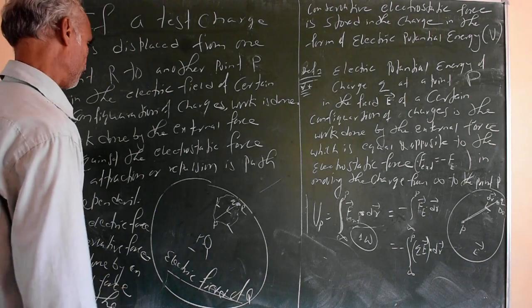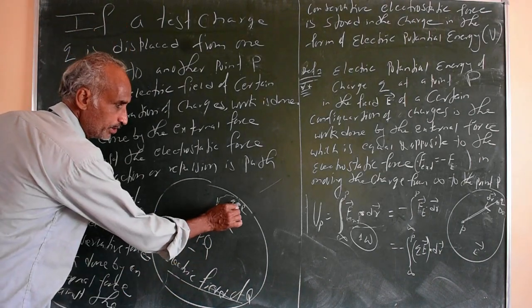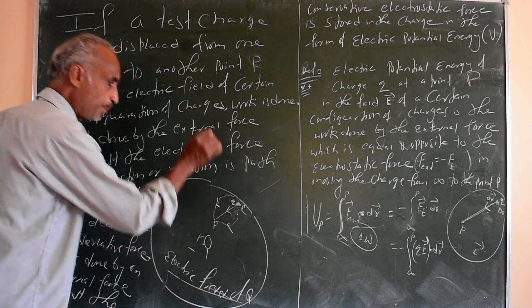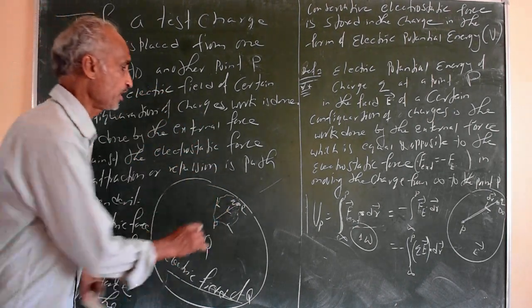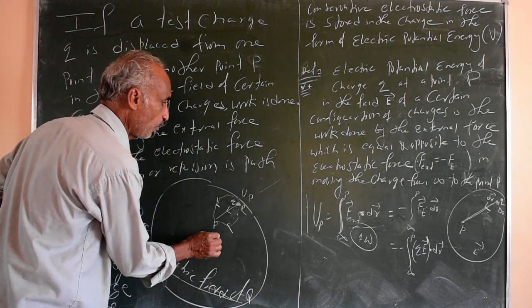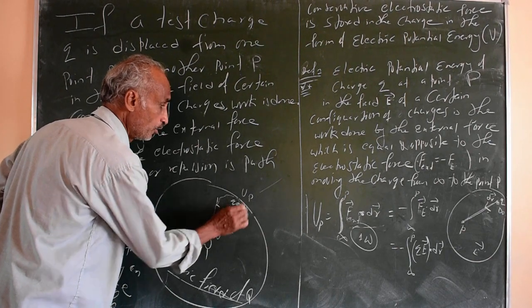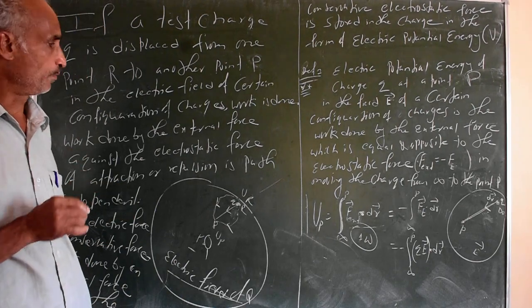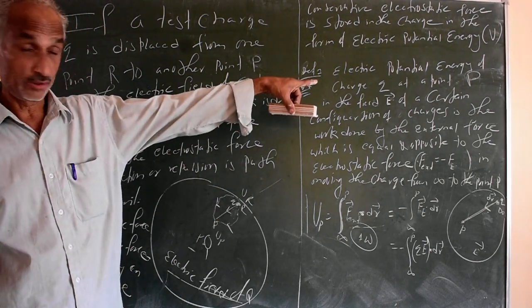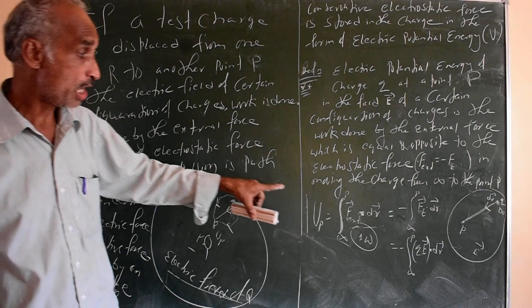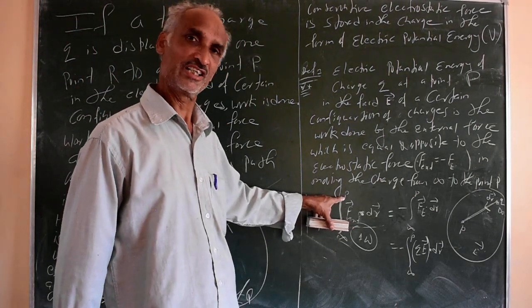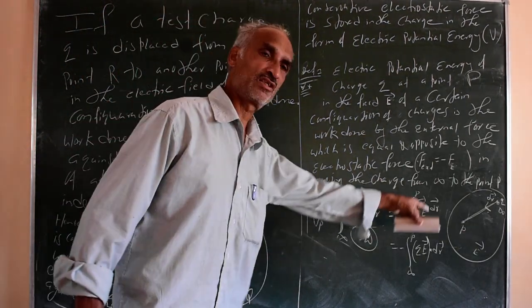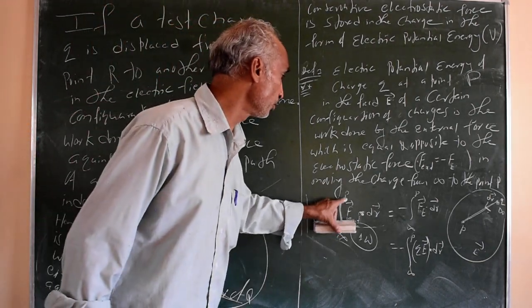Now, coming back to this picture, the charge is moved from R to P. At the point P, the potential energy is UP. At the point R, the potential energy is UR. From each and every point, there will be a potential energy. According to that definition, UR is the integral from infinity to R. The expressions are the same as for UP, from infinity to P.